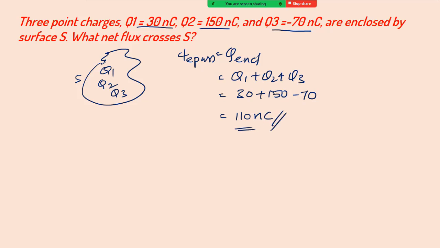That's it. So this particular problem is based upon the statement of the Gauss law. Psi is equal to Q. That's it.